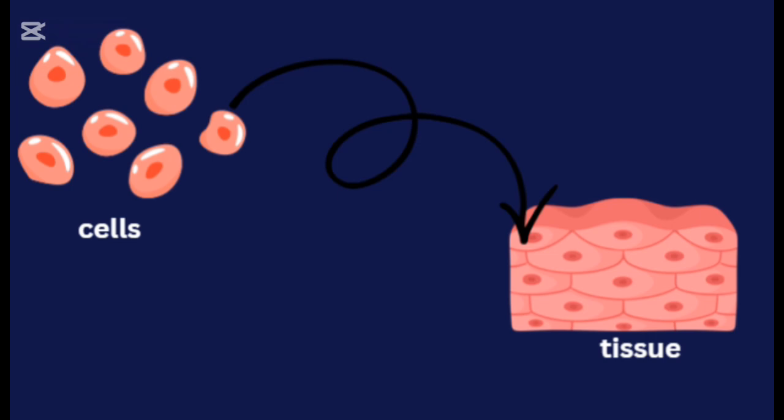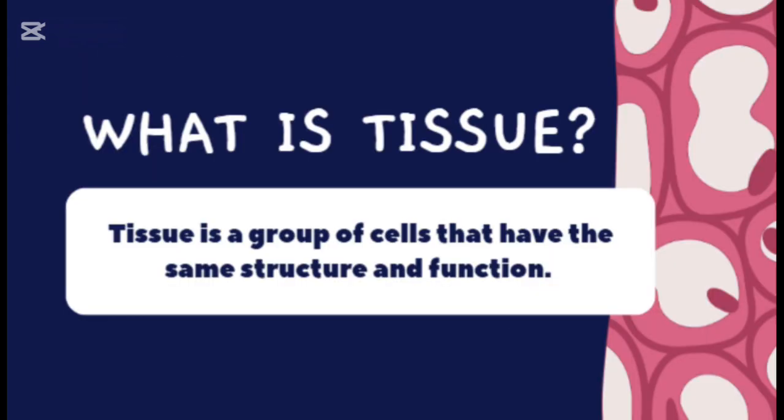Cells are great, but a single cell can't do much on its own. So what happens when they team up? When a group of similar cells work together, they level up to become a tissue. It's like one soldier becoming a whole squad. So, what is tissue? By definition, tissue is a group of cells that have the same structure and the same function. You can't mix and match.